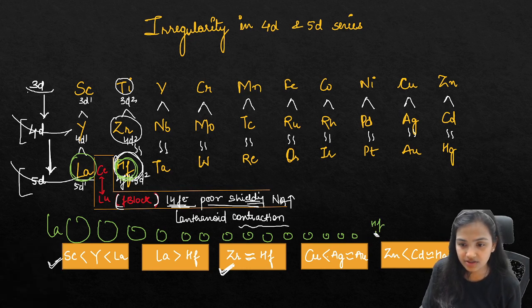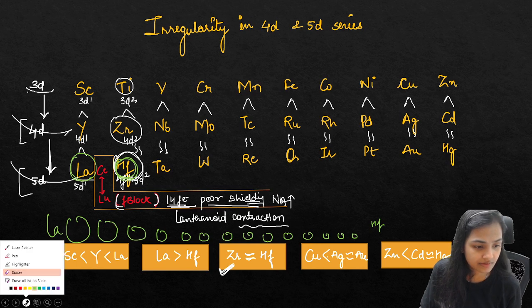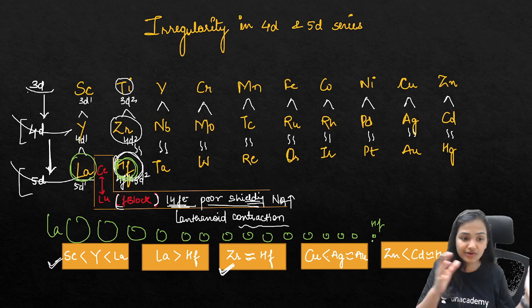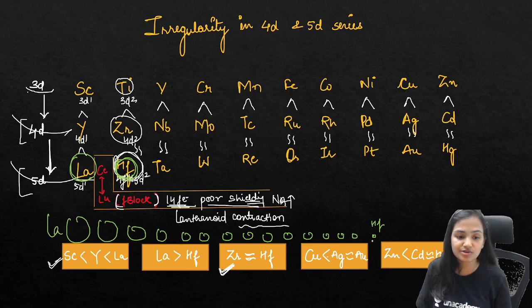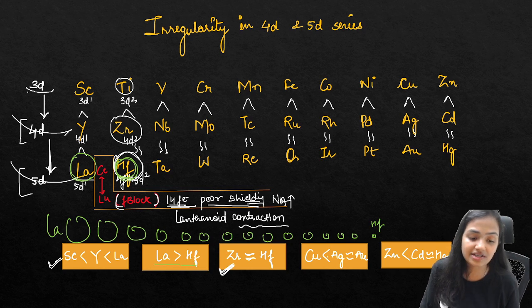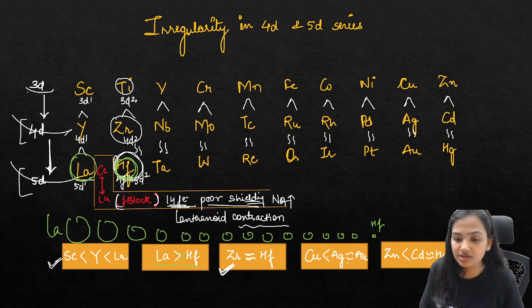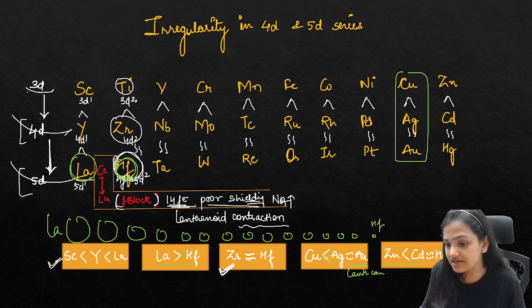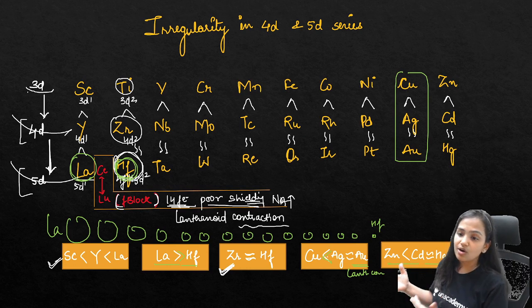This hafnium has to be smaller. Let me draw it again. Smaller. Okay, because after 14 f electrons this hafnium comes, so it becomes smaller. So La and Hf, yes, hafnium is much smaller than La. If you compare copper, silver and gold, yes, of course you got it right. From copper to silver the size will increase because there is an addition of a shell, but Ag to Au the size remains almost the same because the reason is lanthanoid contraction. Similarly, between Zn to Cd, the size increases, but Cd to Hg, the size becomes almost the same.